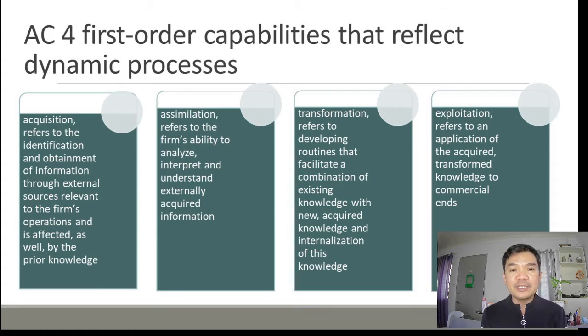So this is your data gathering outside of your organization. This is acquisition, or identifying relevant information in your organization or practices that might help in the future or can be assimilated in your organization.